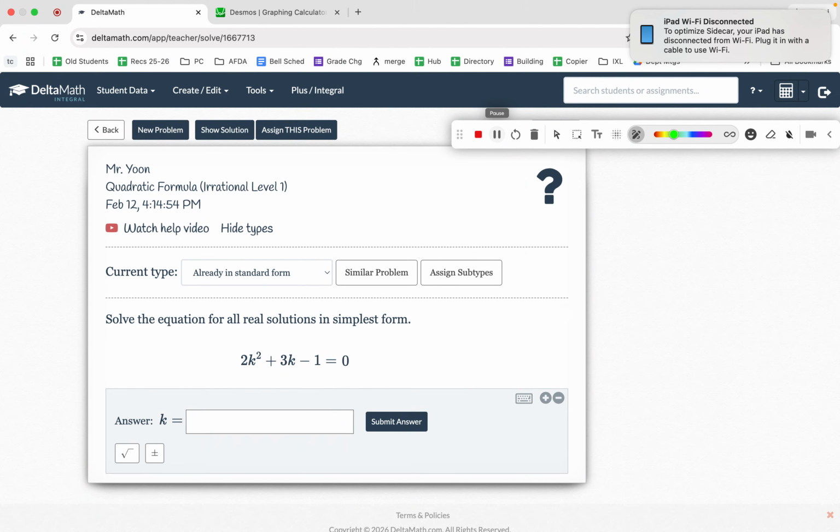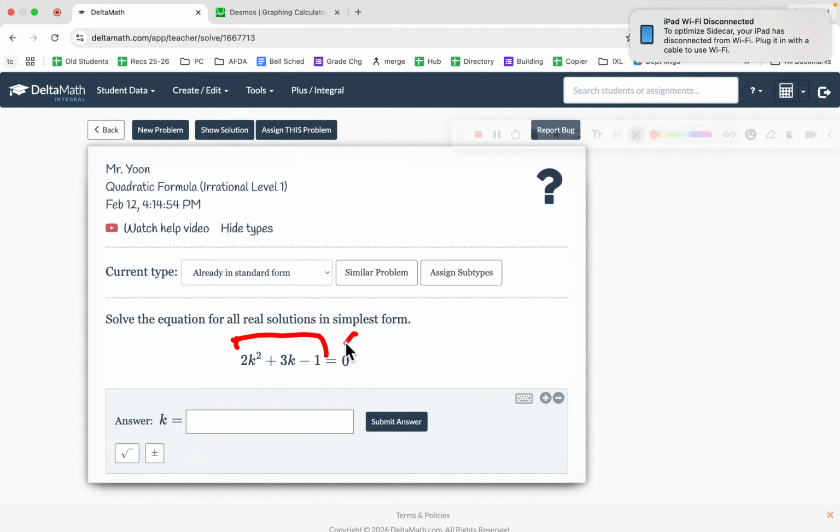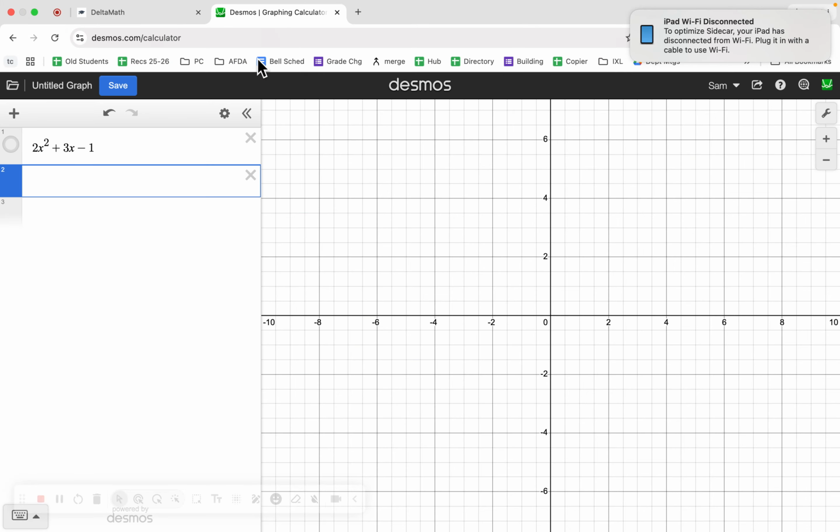But the solution to this quadratic, and this side is already set to 0 for us, so this quadratic is what we're going to try to find the solutions for. Look at what the two solutions, the x-intercepts, look like. Let's go to Desmos. Here it is. Instead of k, I put x because Desmos doesn't recognize what k means.